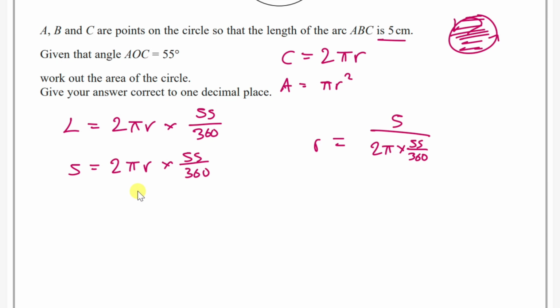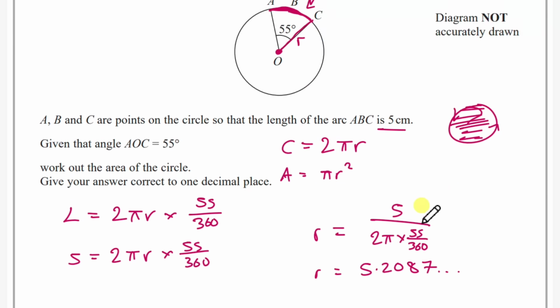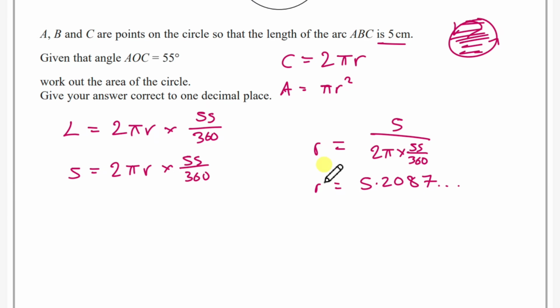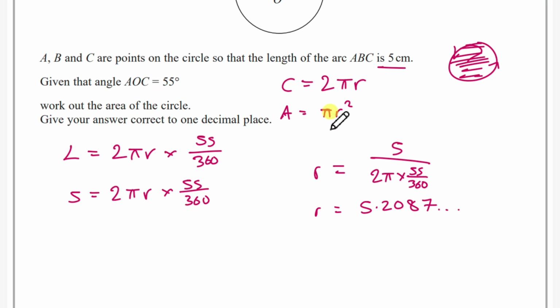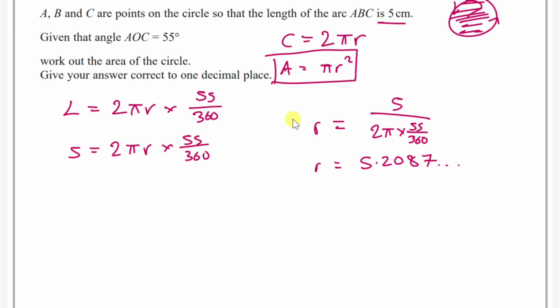If you do that, you should get a radius value, and I'm going to take some decimals out of it. 5.2087. That's what I got. I'm going to double check my calculator. 5 over that. Yes, I think it's okay. That's what you should get for this one. Now you know what the radius is. You can easily work out the area of the circle. Just plug into the area of the circle, which we had right here. So the area is going to be pi times the value we just got, 5.2087, and so on, squared.